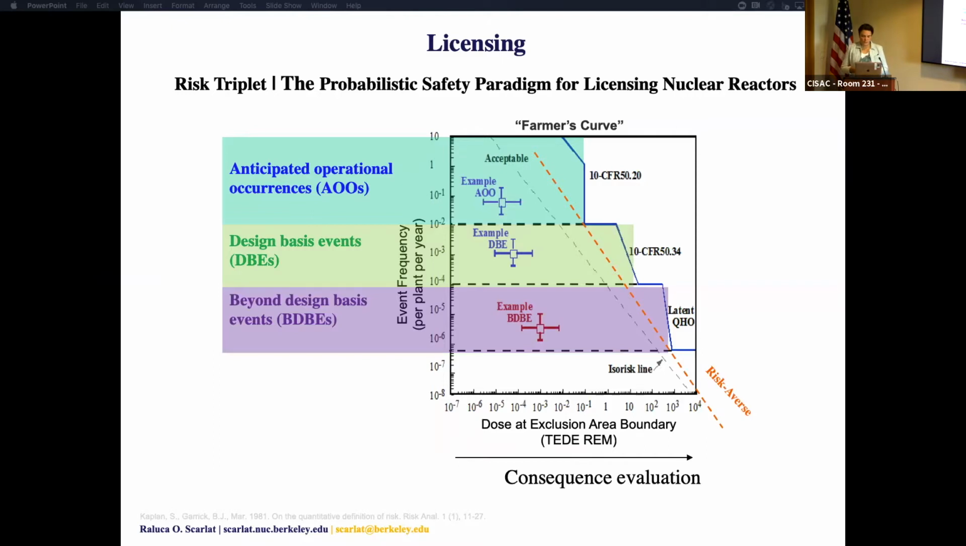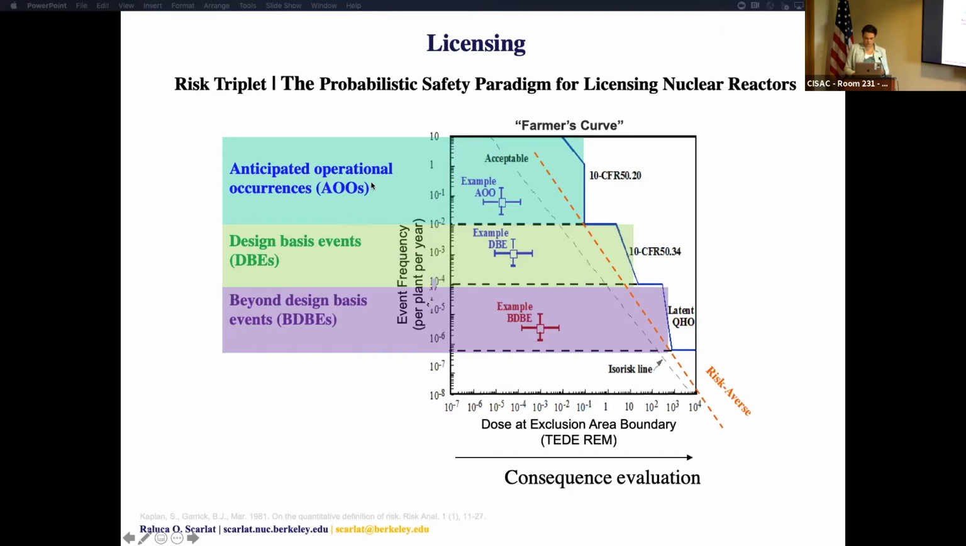When we think about licensing, the role of the nuclear vendor is to demonstrate to the regulator that their safety approach is acceptable. And we can think in terms of the risk triplet. And the risk triplet includes scenarios, probability, and consequence.